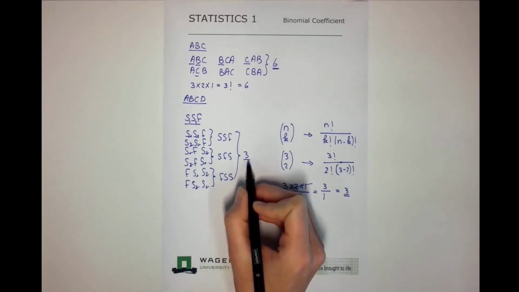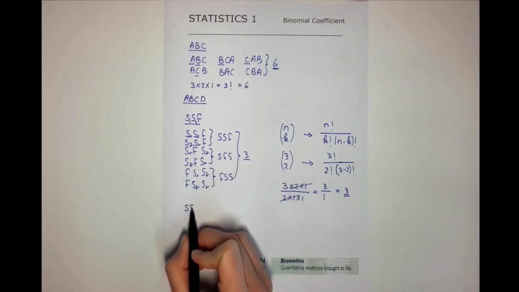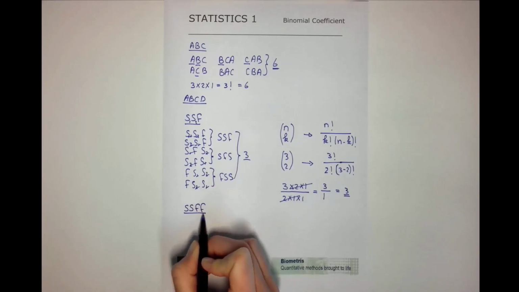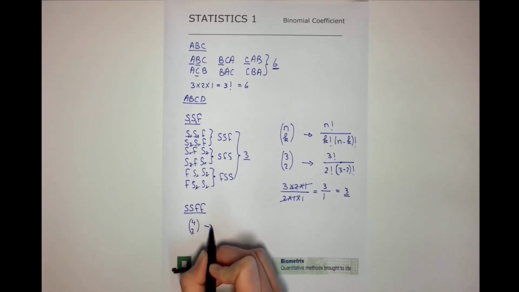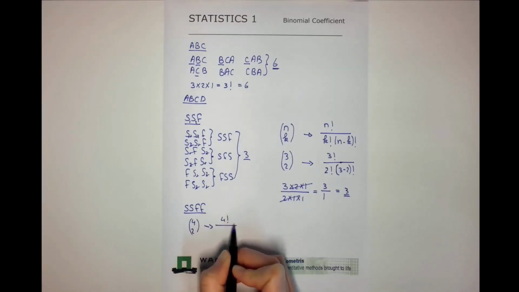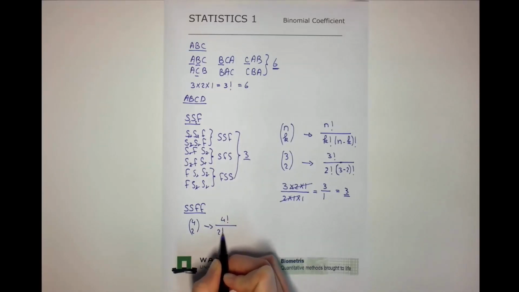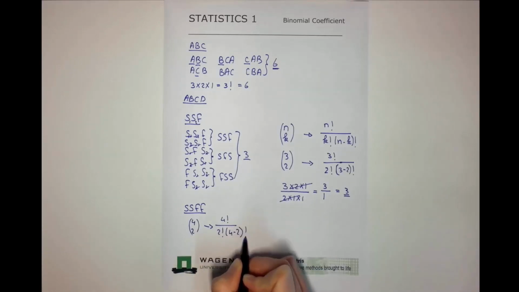I will give you another similar example. Let's calculate how many unique orders we can make from the letters S, S, F, F. Now we have an N of 4 and a K of 2, which gives 4 above 2. The total number of arrangements of all the letters is equal to 4 factorial, where the number of arrangements per letter is equal to 2 factorial times 4 minus 2 factorial.